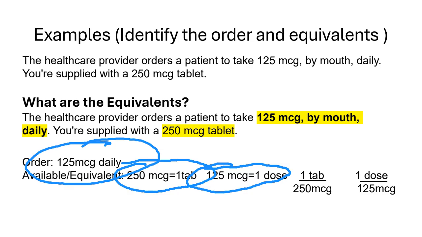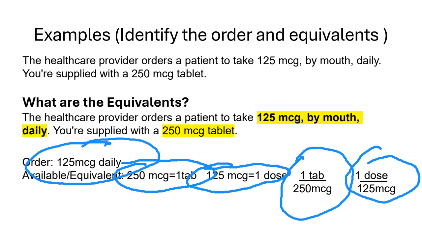Now, they can be interchangeable. What do I mean by interchangeable? Well, you can flip it. You can put 250 micrograms or one tablet, or vice versa. It all depends on what you're going to be solving for, and what unit you're going to end up with. So this is just setting up the equivalents. Now the equivalents are going to be used as you need them.